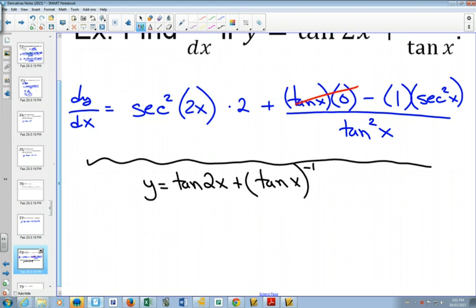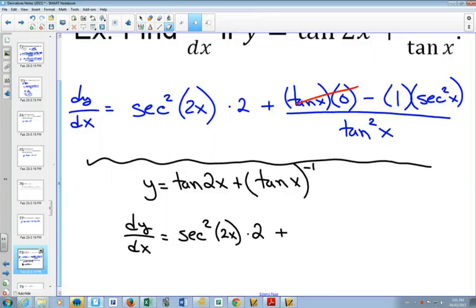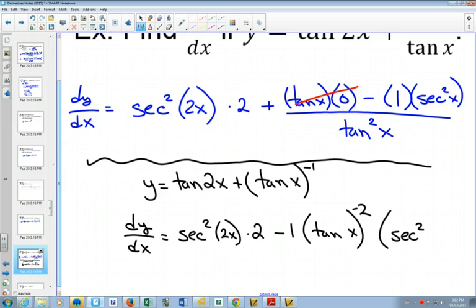So we would have the chain rule for the first one. That's going to be exactly the same. Derivative of tan is secant squared. Derivative of the inside is 2. Then here, chain rule would say bring out the -1 in front, which ends up making -1 here. And then subtract 1 from the exponent would be a -2, times by the derivative of the inside, which would be secant squared x.